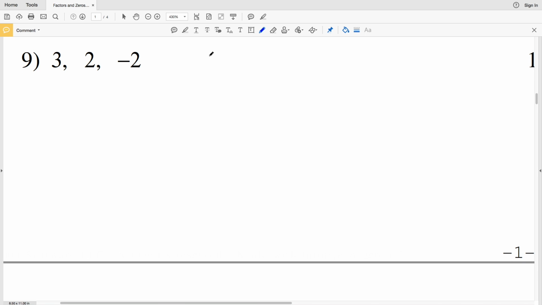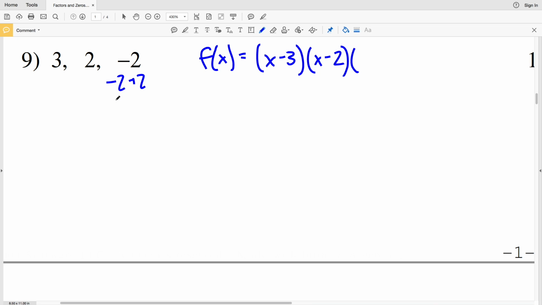So that means that our function, f of x, equals, we need 3 to make one of the polynomials 0. And in order to do that, 3 minus 3 equals 0. So we'll have x minus 3. If we plug 3 into that, that would equal 0. And then for 2, 2 minus 2 equals 0. So x minus 2 is our other polynomial. And then finally, negative 2 plus 2 equals 0. So we'll have x plus 2.